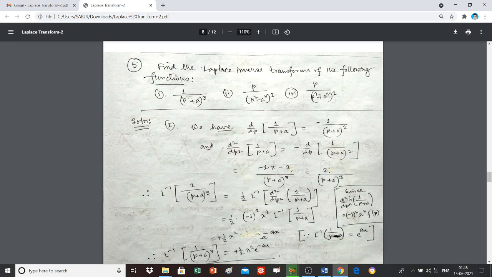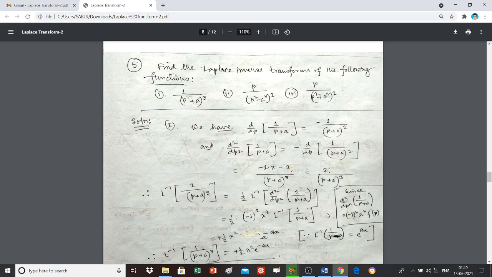Now you know the relation that dⁿ/dpⁿ (1/(p+a)) is equal to (-1)ⁿ xⁿ f(p). You know this relation, this property. In this case n is equal to 2 over here. This will give you the inverse Laplace transform of this. The inverse Laplace transform of dⁿ/dpⁿ (1/(p+a)) is equal to (-1)ⁿ xⁿ f(p).